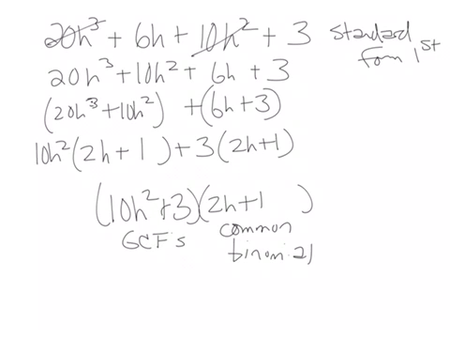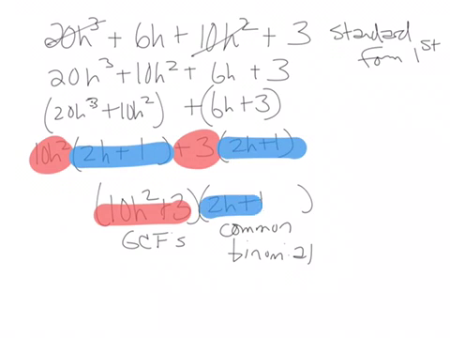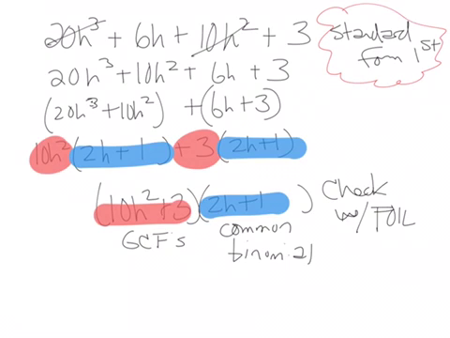Remember, guys, we could always check. So I have my greatest common factors here. I'm just going to color code this so you can see where I'm getting this stuff from. But regardless, you could always check with the FOIL. So when you're working on the IXL for this, if you get to a problem that's not in standard form, always put it in standard form first.